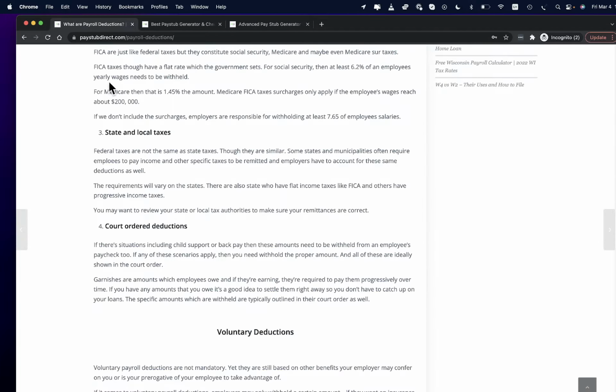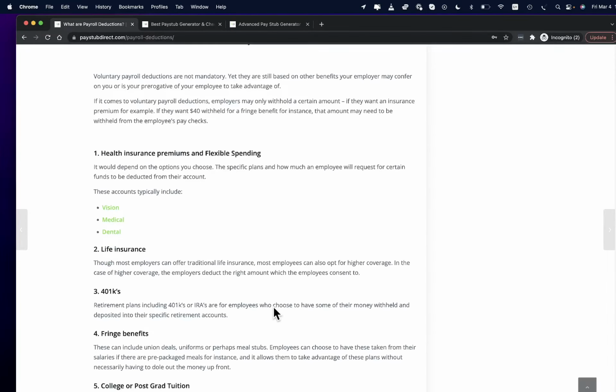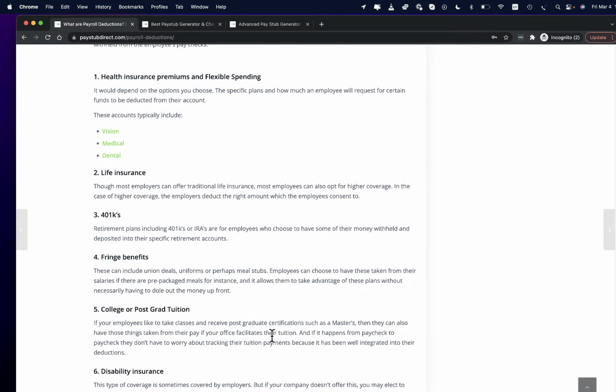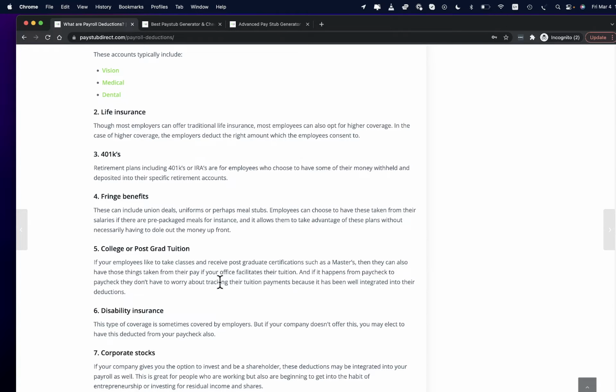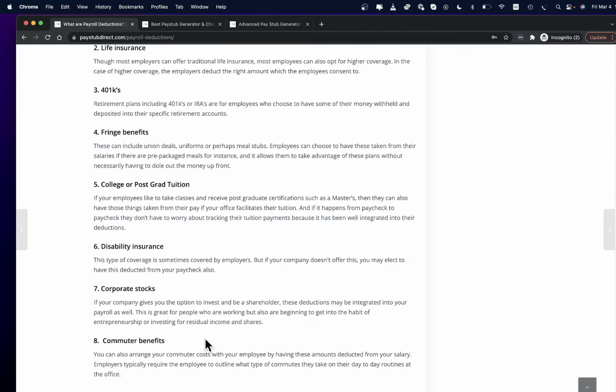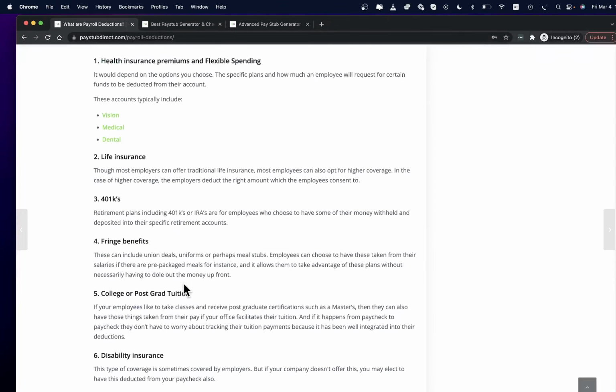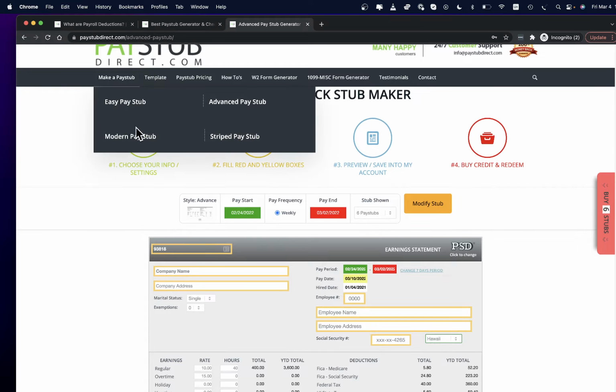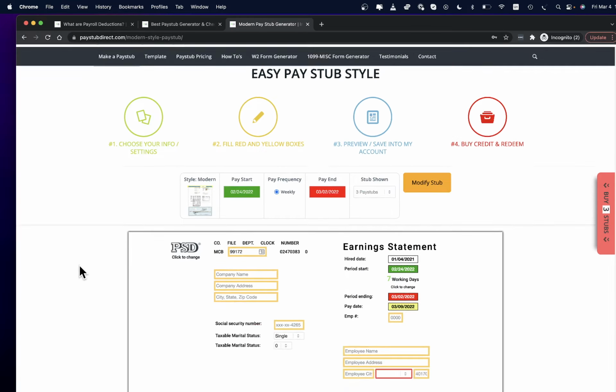So continuing on, now there's of course the voluntary deductions, and those are all different kinds: health, life, 401ks, and benefits, and many other different ones. You can read them yourself. I'm not going to waste your time with that, but they are listed here. For example, well, actually, we don't have that on this stub, so you have to look at the other stubs. You can look at the modern pay stub, and this is a different style.